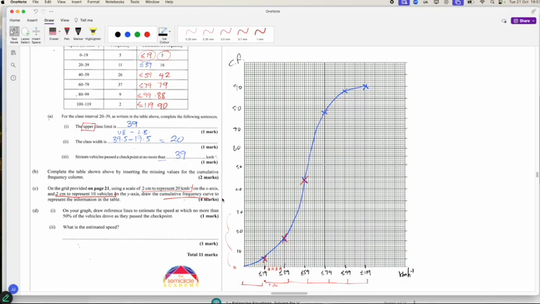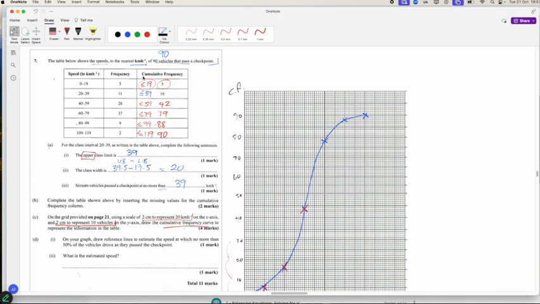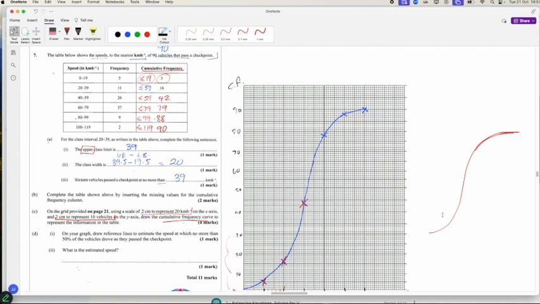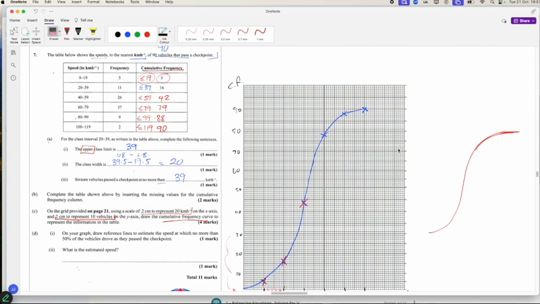And of course, if you have cumulative frequency, please expect it to look like an S-curve like that, tapering off to becoming flat at the top. That is pretty much what your cumulative frequency graph is supposed to look like. Always.